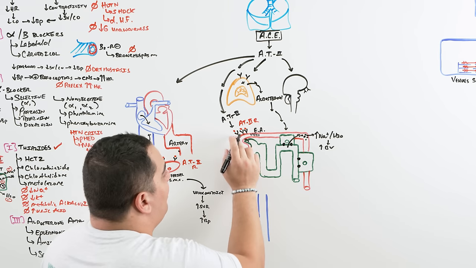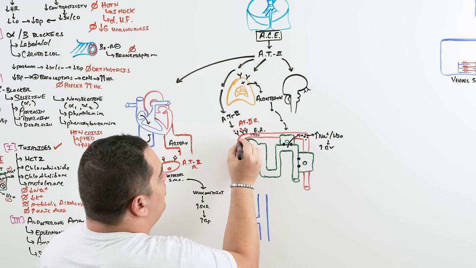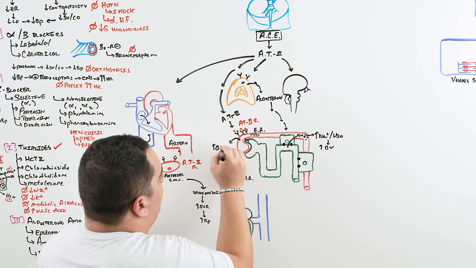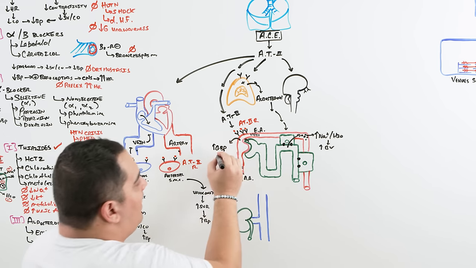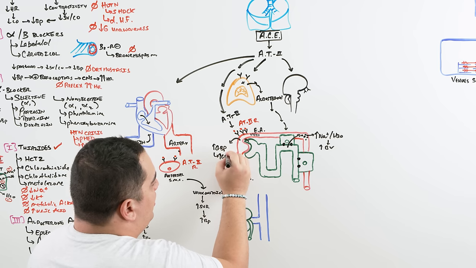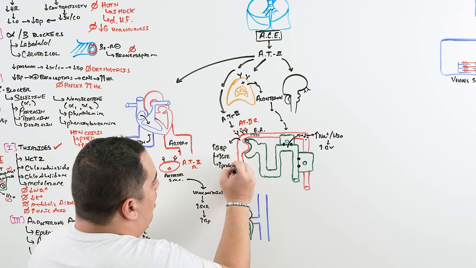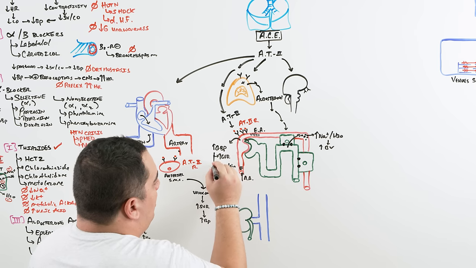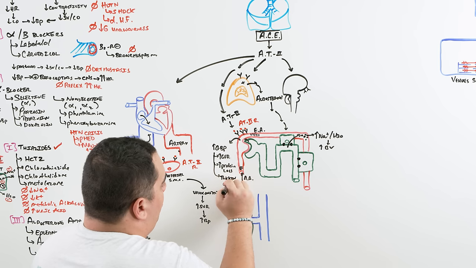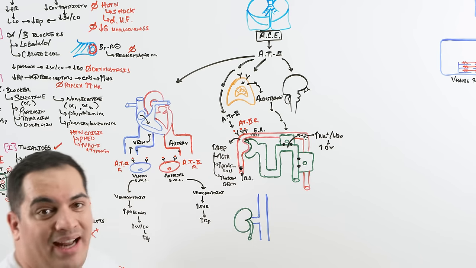Because of that, if I stimulate this thing, if I vasoconstrict it, guess what's gonna happen? I'm gonna increase the glomerular blood pressure. If I increase the glomerular blood pressure, I'm going to subsequently increase the glomerular filtration rate. I'm going to increase protein loss, and I'm going to thicken the glomerular basement membrane. These are the three problematic issues with this.